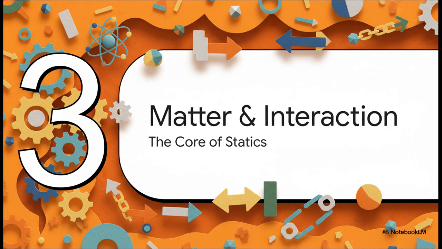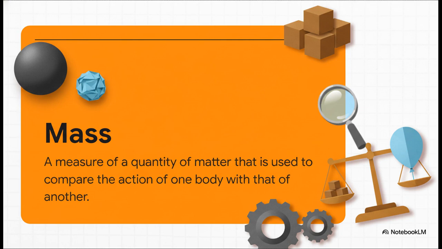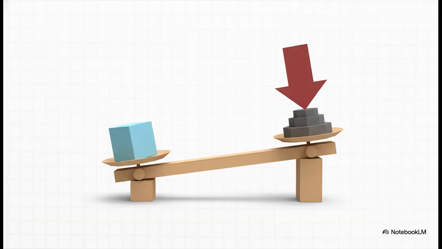They describe the actual stuff we're analyzing and how it all interacts. Next up, we have mass. You can think of mass as just a measure of how much stuff is in an object. It's this property that gives an object inertia, its natural resistance to being pushed around. And here's why that matters so much for us engineers.